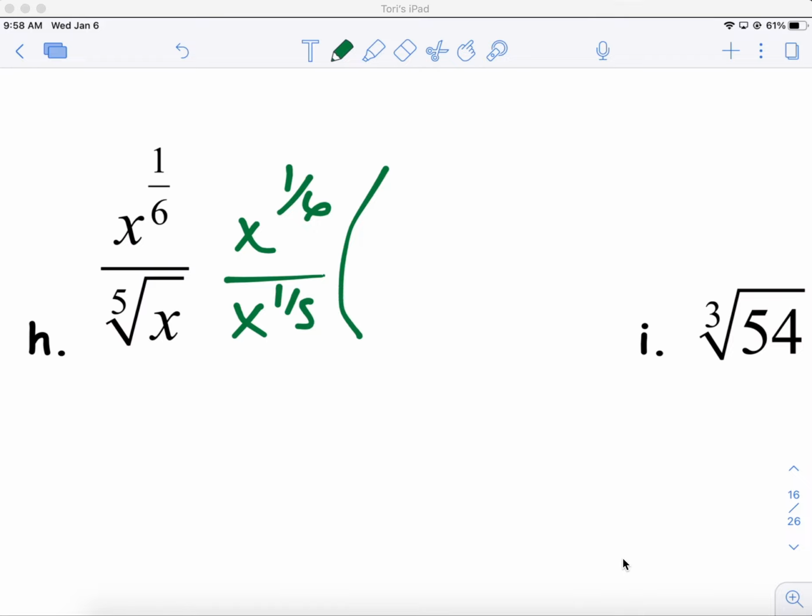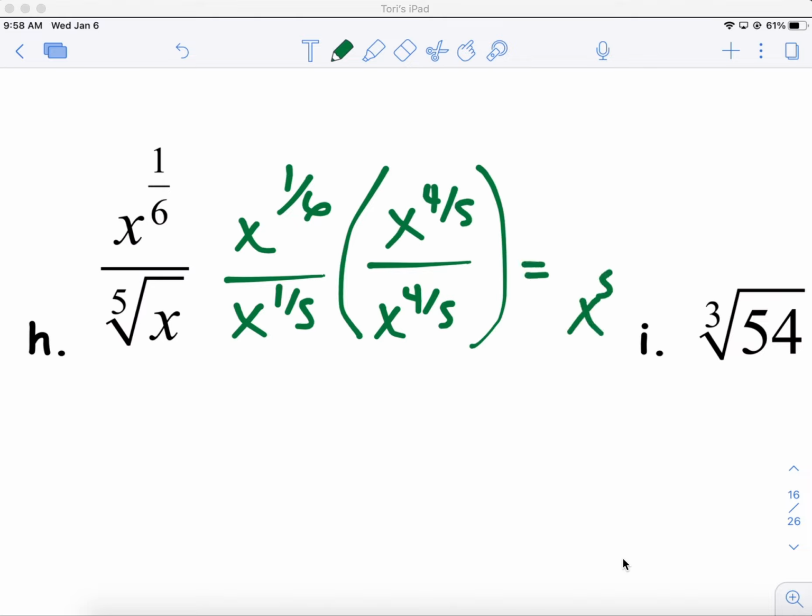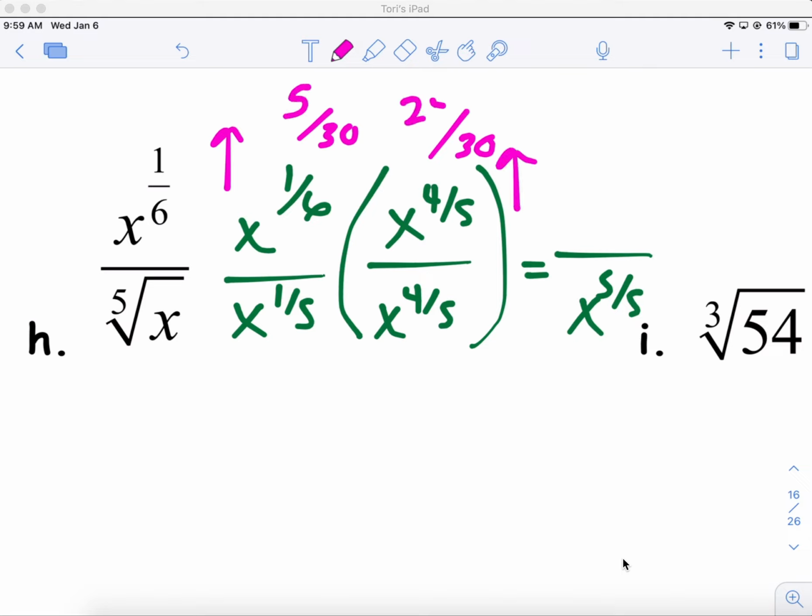Remember, I'm trying to get to 5/5. So I need 4/5 more on top and bottom. That way I can get to x to the 5/5. Okay? Now, up here, we do not have common denominators. 6 and 5 are going to need common denominators of 30 in order to add together. So for this one, I'm multiplying by 5. For this one, I'm multiplying by 6. So if I add them together, I get 29 out of 30.